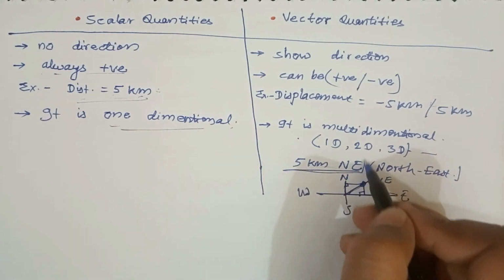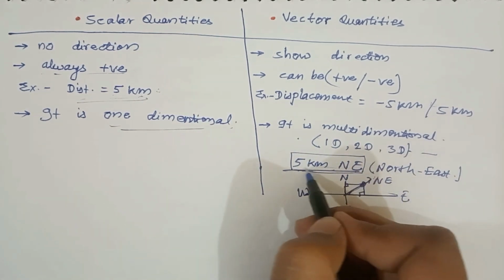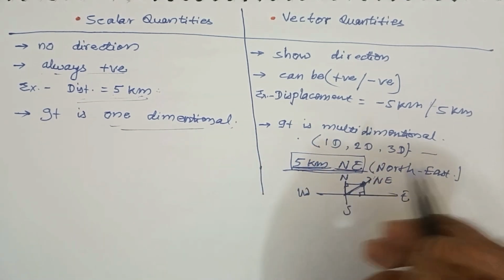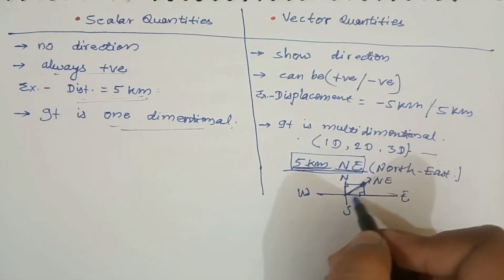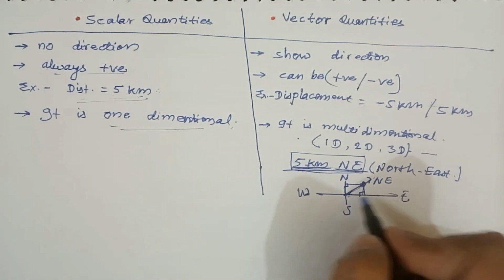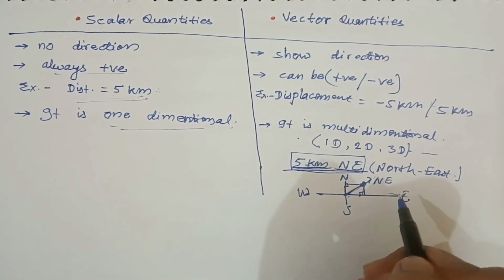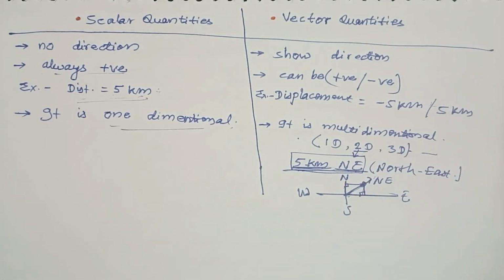This is a vector. 5 km northeast is a vector because it has magnitude, 5 km, and direction, northeast. Its representation is two-dimensional: it is not on a single coordinate, it uses two coordinates. So vectors can be multi-dimensional.